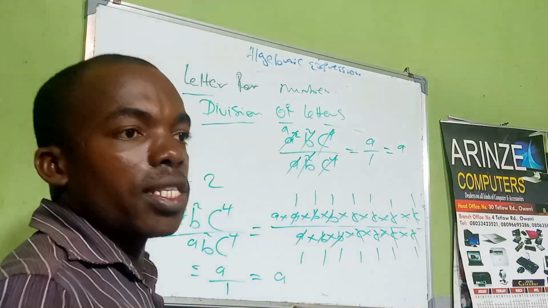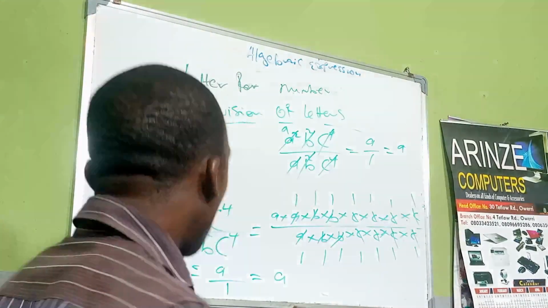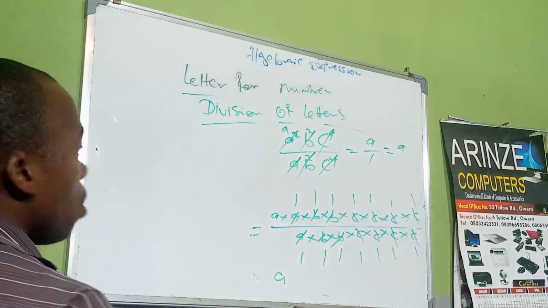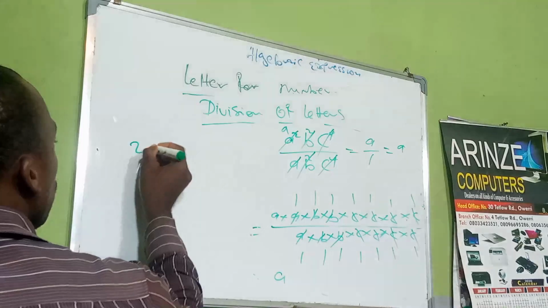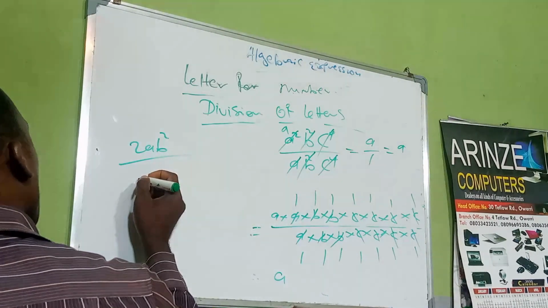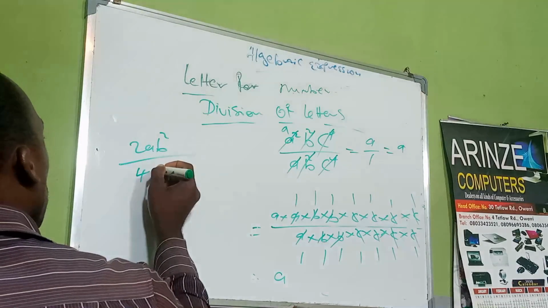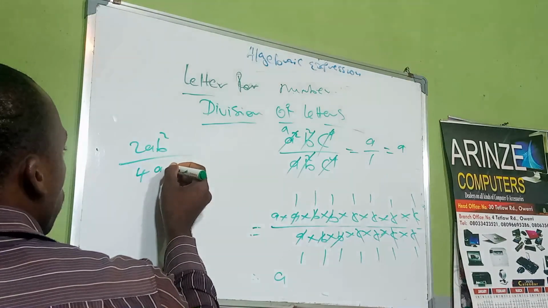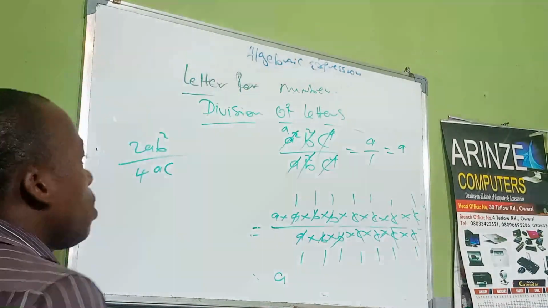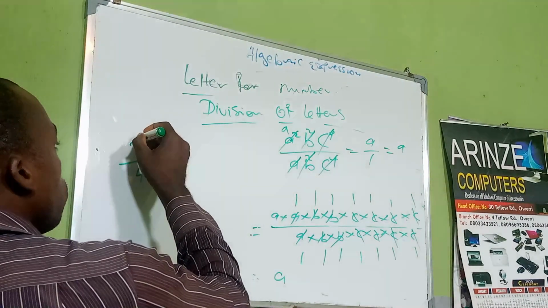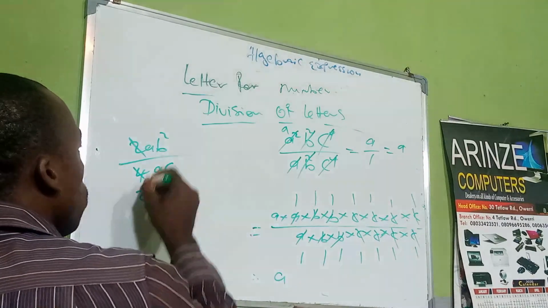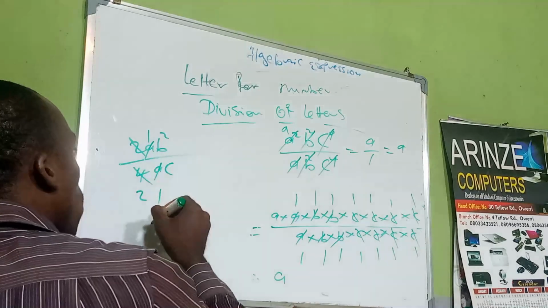Do you understand? So now let's take another example. If we have 2A B raised to power 2 divided by 4A C. Do you see this one now? In this place, 2 will cancel with 4. It will be what? 2. A will cancel itself, give 1, cancel here, give 1.